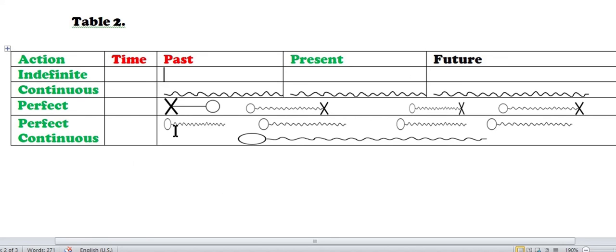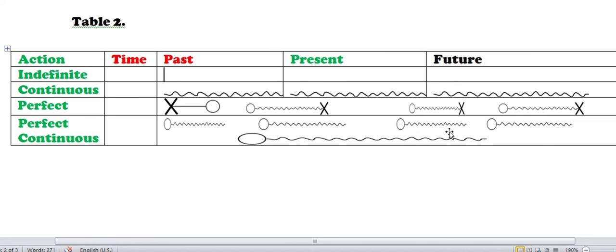Next we have past perfect continuous. The action started somewhere in the past and finished at some time in the past. Next we have present perfect continuous. The action started in the past and still continues in the present. Next we have future perfect continuous. The action may start in the present, may have started in the past, or will start in the future, but the action will continue in the future.